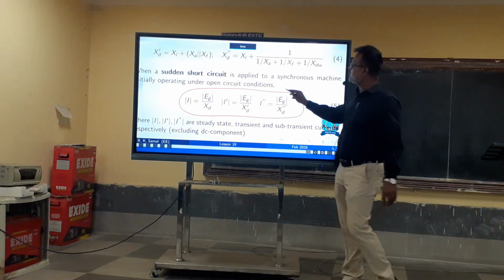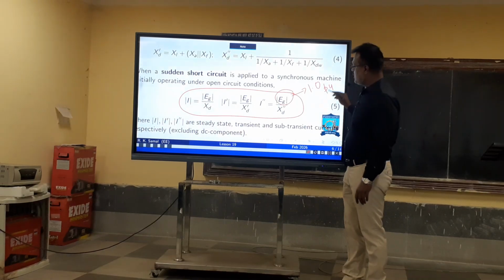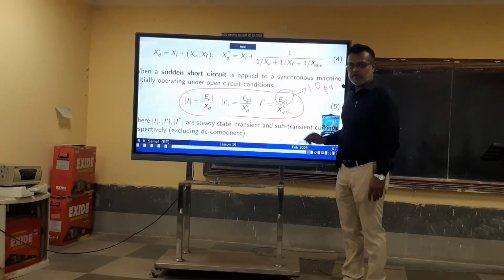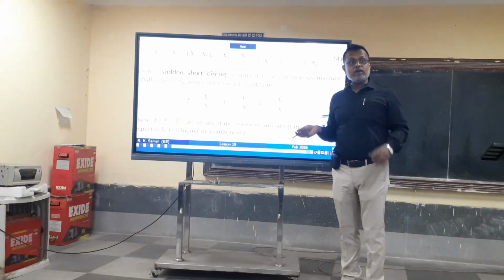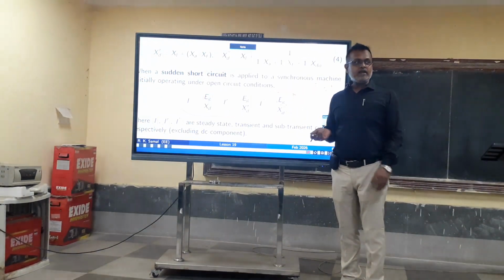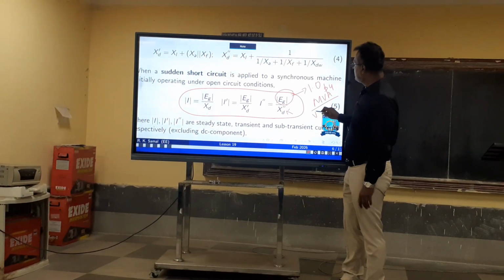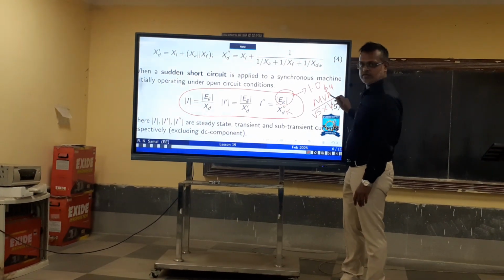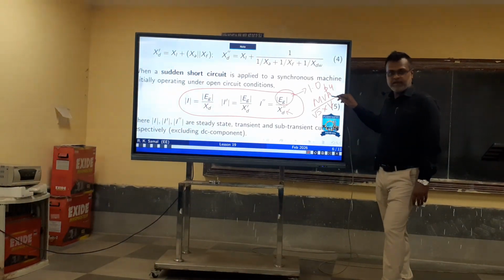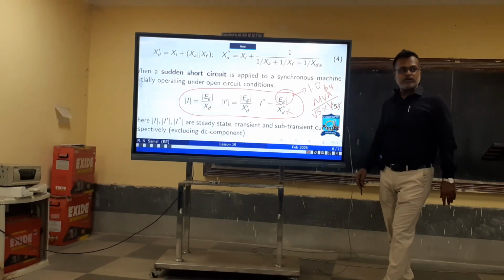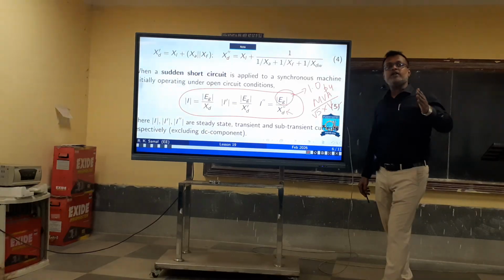In the question, it is given Eg is 1 per unit, and these values are all given in per unit. So you are going to get all these currents in per unit. Then you calculate the base current. How to compute the base current? MVA rating divided by root 3 into line voltage, because we are using MVA rating. No need to convert into phase. So that is the base current on the alternator side.